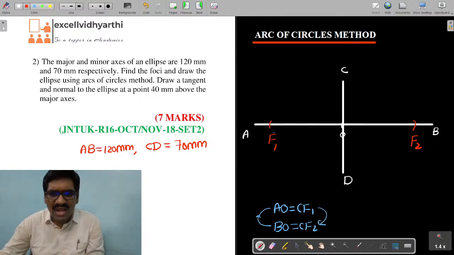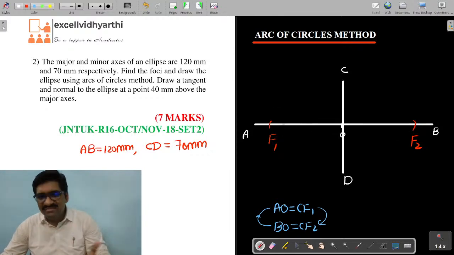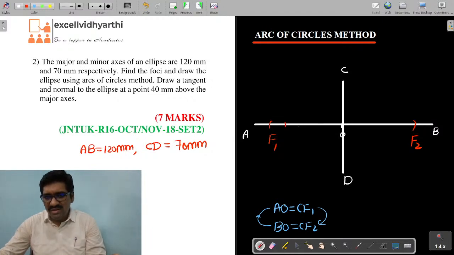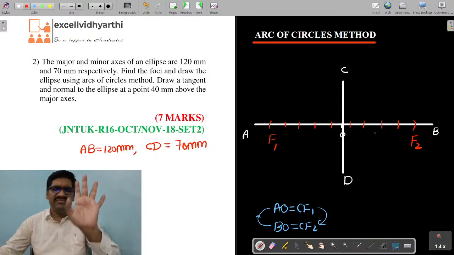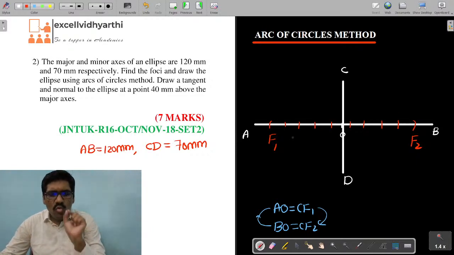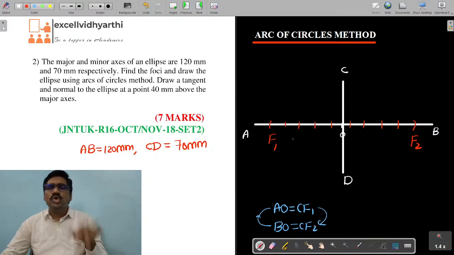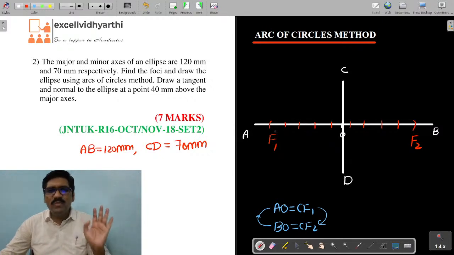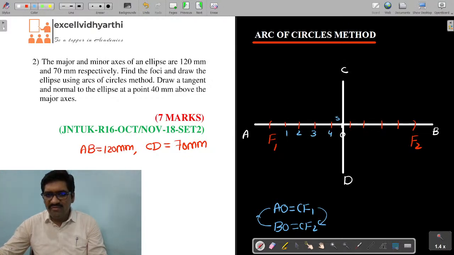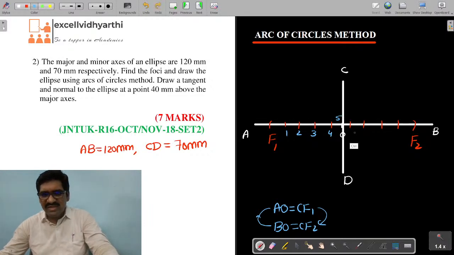So next what you will do? Very simple. After F1, you mark some points: 1, 2, 3, 4, 5, 6, 7, 8. Enough. Of 1 centimeter each. You can take 1 centimeter, 2 centimeter, 3 centimeter, doesn't matter, but it should definitely be equidistant. So 1, 2, 3, 4, 5, 6, 7.